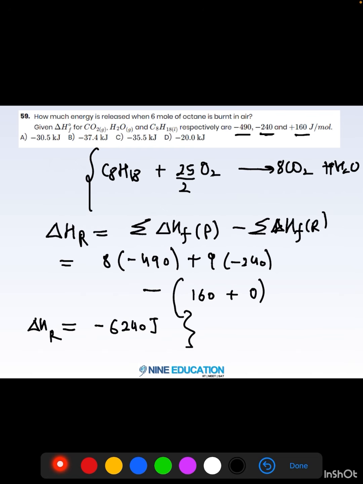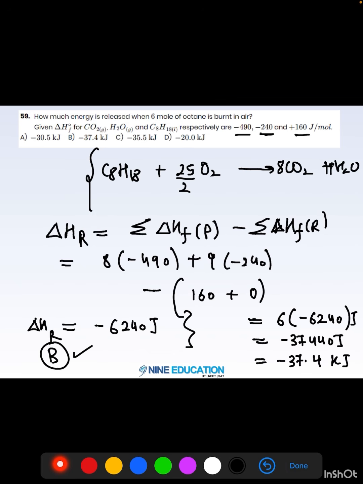Now this delta H reaction, whatever you have solved, we are taking 1 mole of C8H18 here. So if we need to see for 6 mole, we'll have to multiply it by 6. So 6 into what? -6240 joule, and when you'll be solving it, you'll be getting around -37440 joule, which when we'll be converting it into kilojoule, we should be getting -37.4 kilojoule. Meaning here again option B would be the correct answer. Okay, for the past 2-3 questions also we were getting option B as the answer. Okay, next.